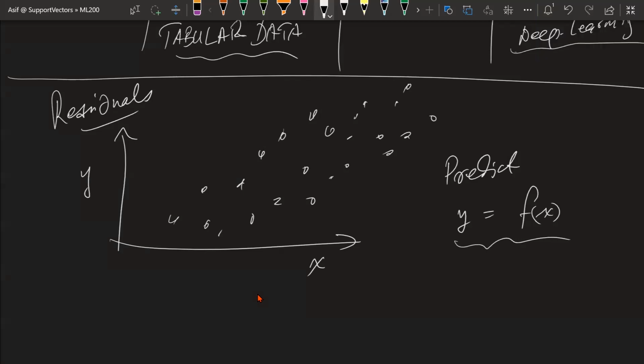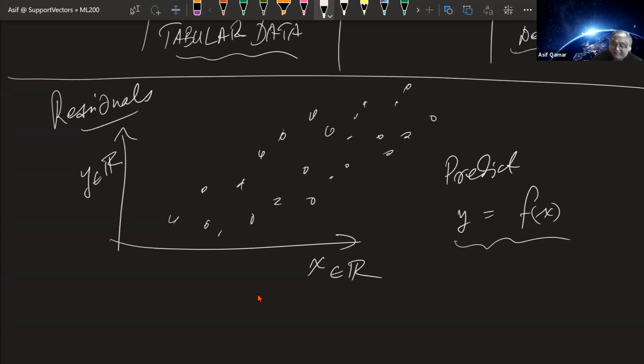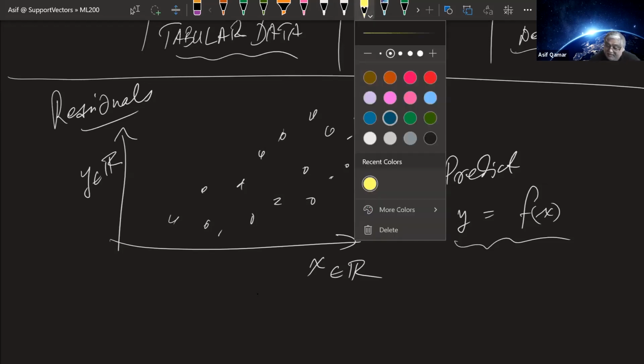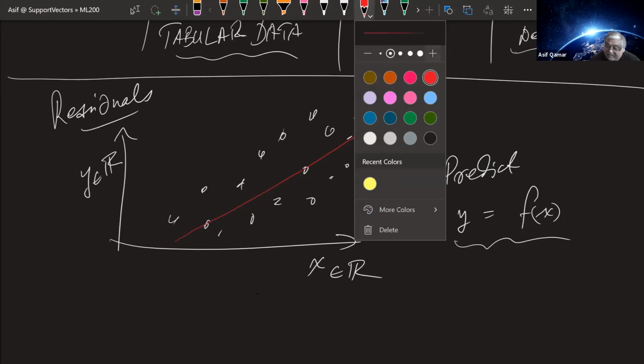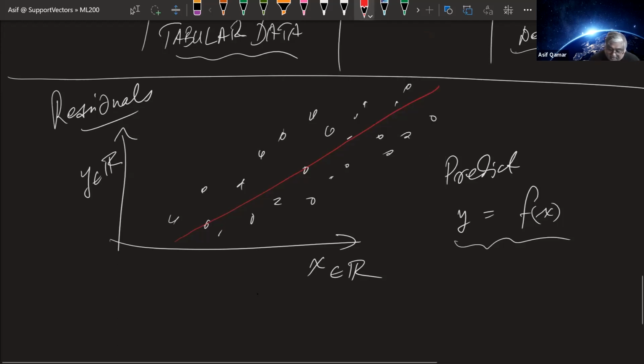That's just regression, because you're predicting a number and you're trying to draw a line. Let me make this line a different color. Make it red. Let me make it even bigger red. Suppose you do this. Now, could you guys tell me what is a residual?